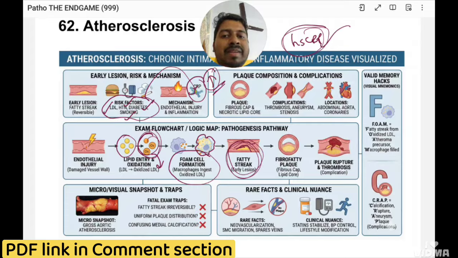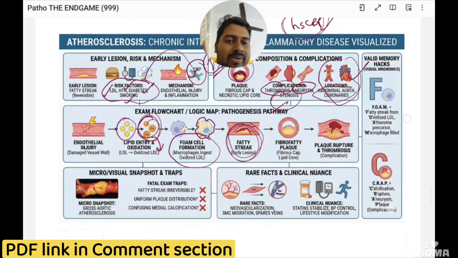Now once a plaque is formed, there will be a fibrous cap covering it, and inside that there will be a lipid core. Now this can undergo thrombosis, it can undergo aneurysm, or it can undergo stenosis also. The most common location is the coronaries, followed by the abdominal aorta.